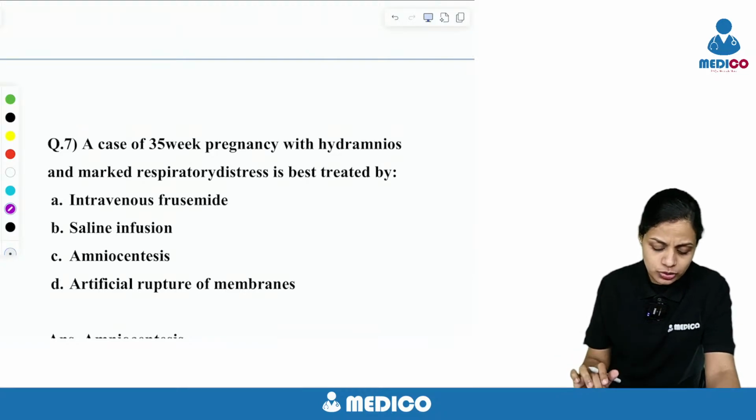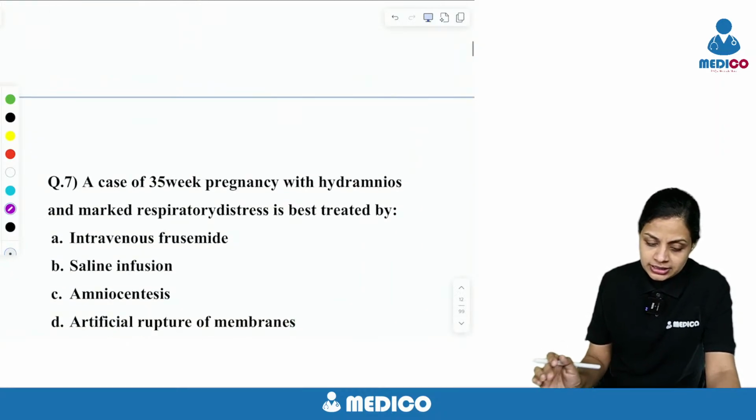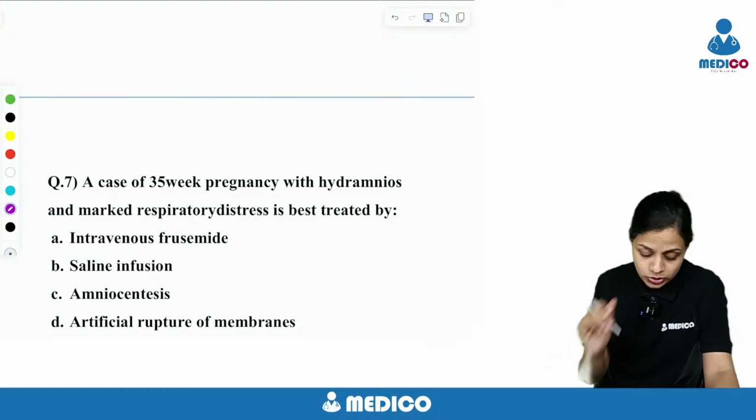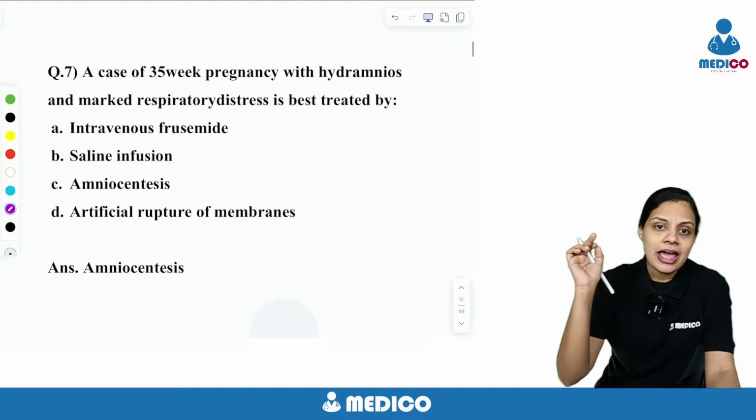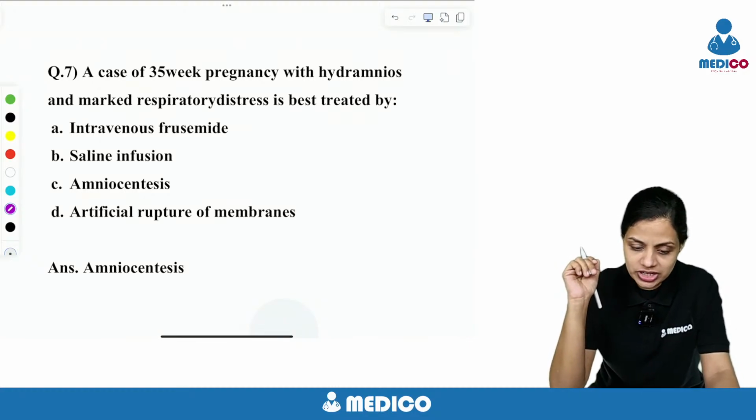Next question, again a question of polyhydramnios. 35 weeks of pregnancy with hydramnios and marked respiratory distress. How will you treat? By serial amniocentesis. That is how you can treat this.